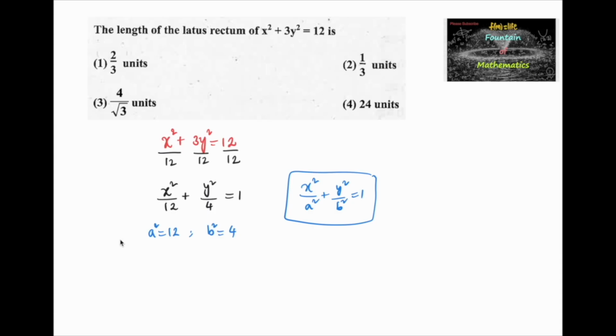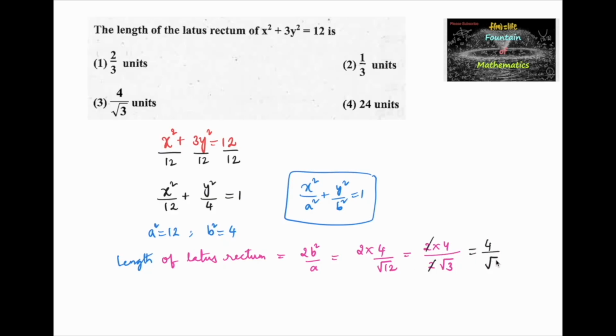And the length of latus rectum, which is perpendicular to the axis passing through the focus, we can say length of latus rectum is equal to 2 times b square divided by a, which is equal to 2 into b square value is 4 upon a square is 12, so a value can be taken as root 12. So we can write 2 into 4 divided by root 12, we can write it as 2 root 3. Four upon root 3 units is the length of latus rectum, which is our option 3.